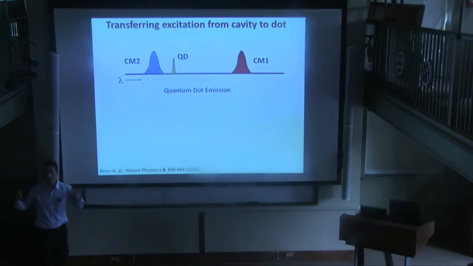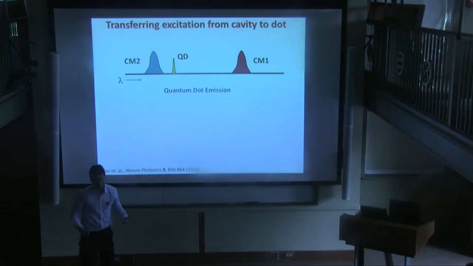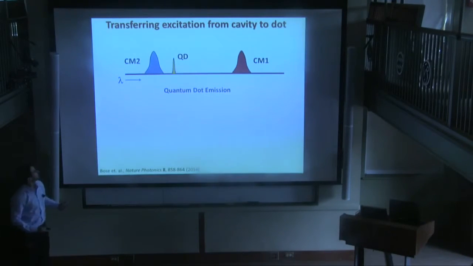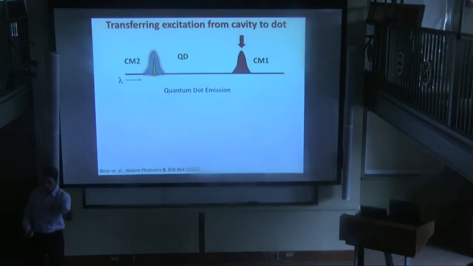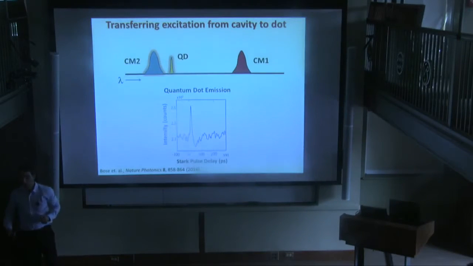So now we have to do it with really fast pulses, because our decoherence times are going to be on the order of picoseconds. So the first thing we can do is excite a cavity, put some light into it, and then use a very fast Stark shift to try to push the dot onto cavity resonance, wait a little bit, detune it, and then we see if the dot emits photons. And so this is the measurement we get.